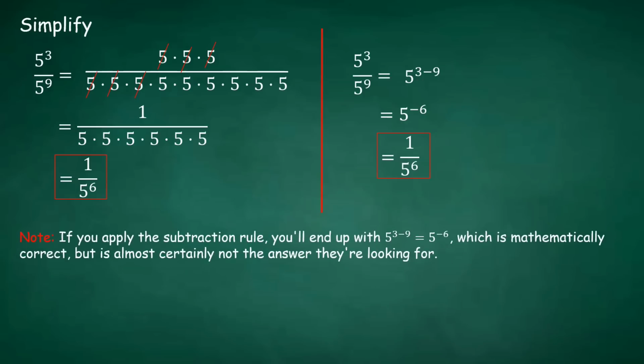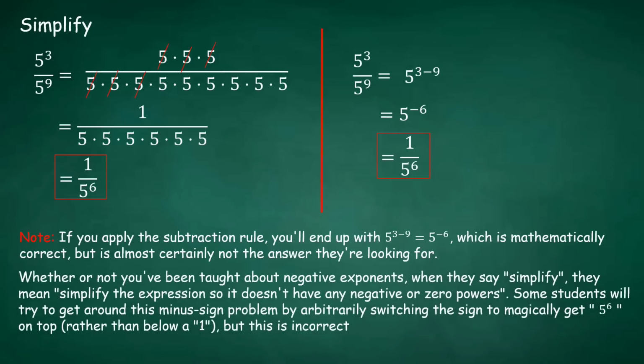Note: if you apply the subtraction rule, you'll end up with 5 raised to the power of 3 minus 9, which equals 5 raised to the power of negative 6. That is mathematically correct, but is almost certainly not the answer they're looking for. Whether or not you've been taught about negative exponents, when they say simplify, they mean simplify the expression so it doesn't have any negative or zero powers. Some students will try to get around this minus sign problem by arbitrarily switching the sign to magically get 5 raised to the power of 6 on top rather than below a 1, but this is incorrect.